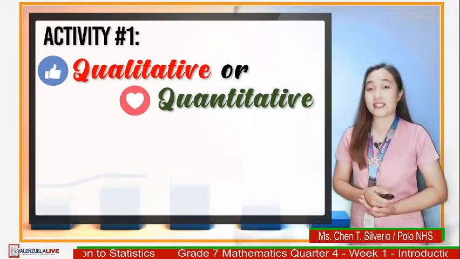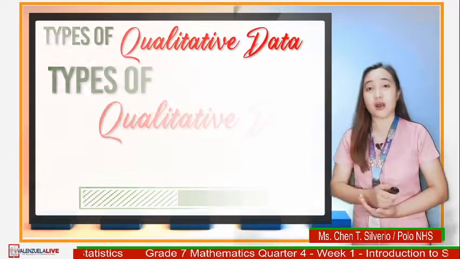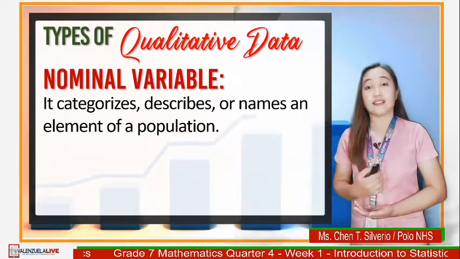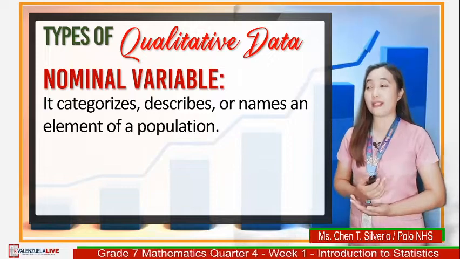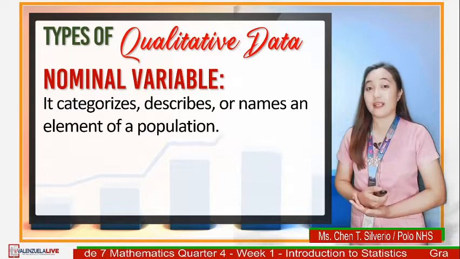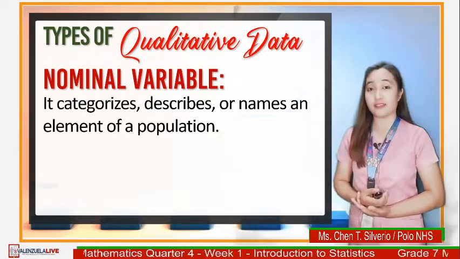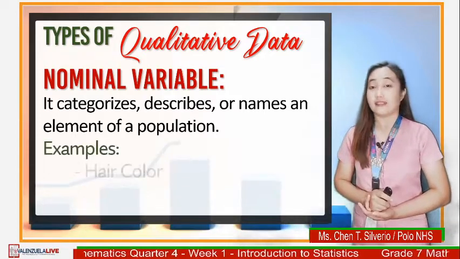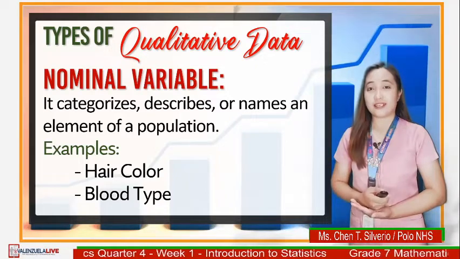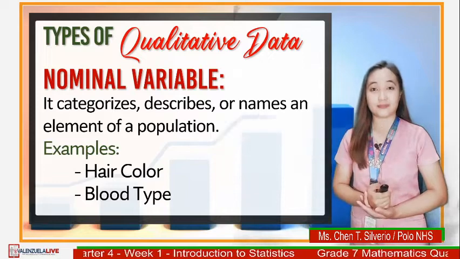Let us now proceed with the different types of qualitative data. The first one is the nominal variable. It categorizes, describes, or names an elements of a population. The variable is said to be nominal if there is no logical ordering to the values of a variable. For example, the hair color and the blood type. We don't normally categorize hair color and the blood type of any individuals.